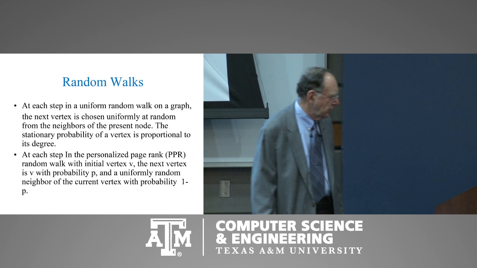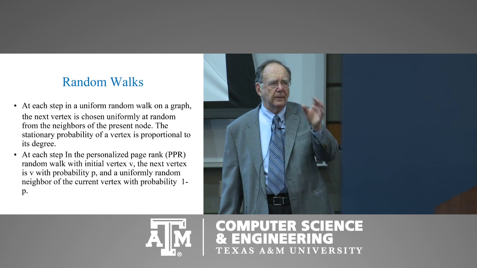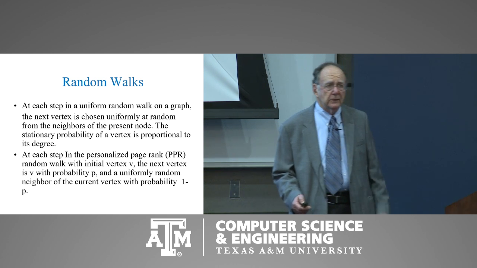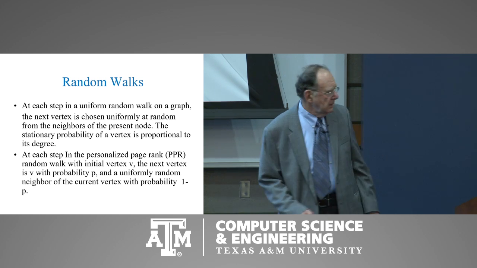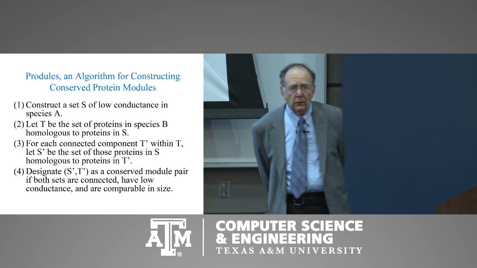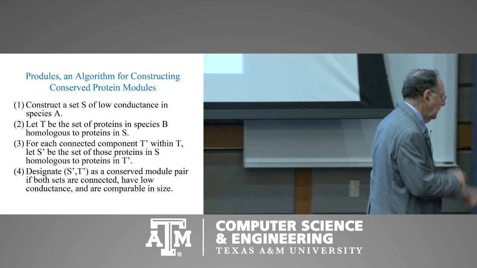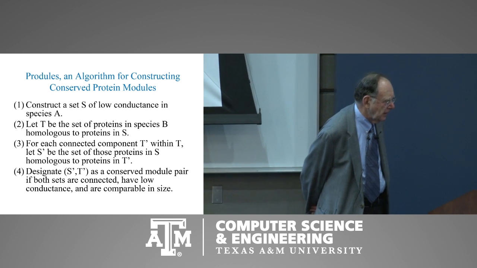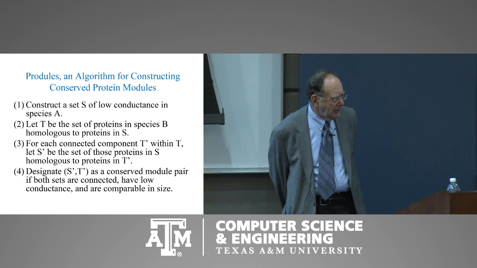A localized version of that can be used to find connected subgraphs of low conductance in a given graph by performing a certain kind of random walk, which is analogous to the crawl that people do on the internet. So I'm going to skip that part and just say that there's a way of constructing low conductance connected subgraphs in a given graph. So with my student Lukman Hodgkinson, we've developed an algorithm for constructing conserved protein modules. It's not a perfect algorithm, but it's been pretty useful.